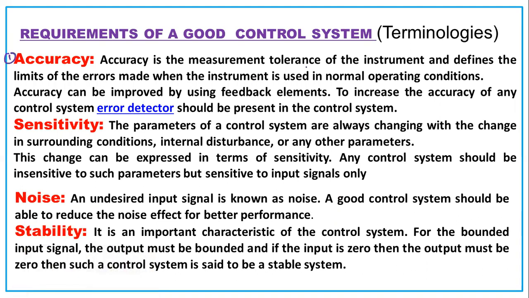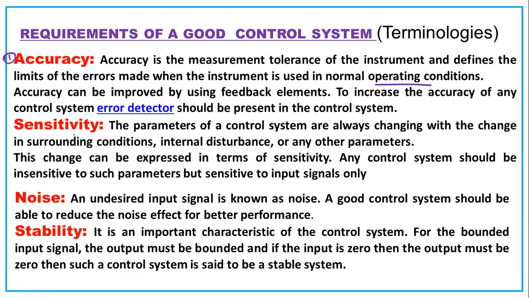Accuracy is the measurement tolerance of the instrument. You can take any instrument and define the limit of errors made when the instrument is used in normal operation. So what are the errors happening? It should be error free, that is, it should be very close to the actual value. The measured value should be the desired output. The output that we get should be close to the desired output, so there should not be much difference between the actual output and the desired output. So we normally use an error detector for such things.